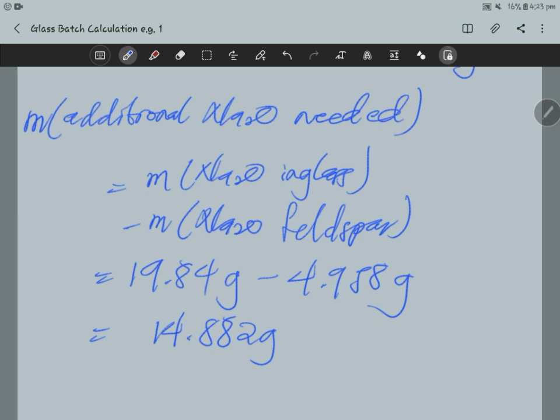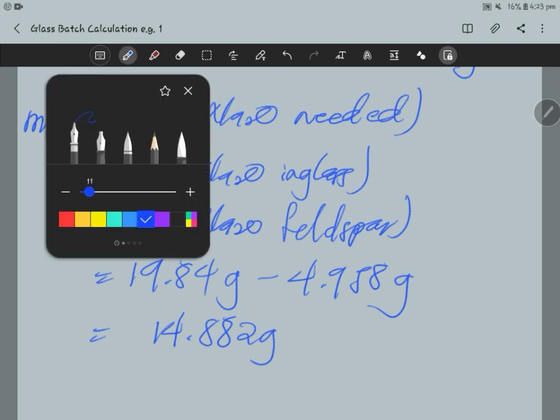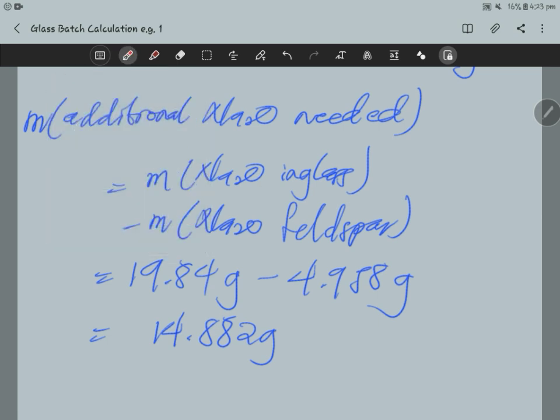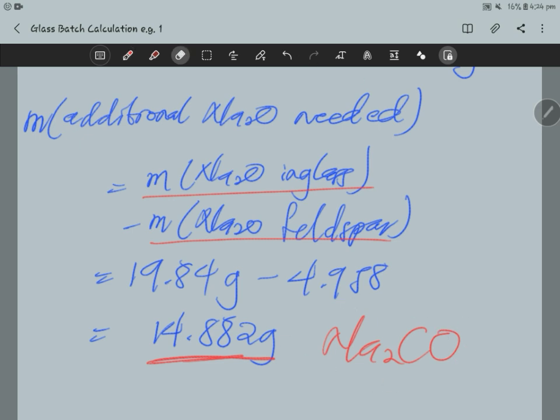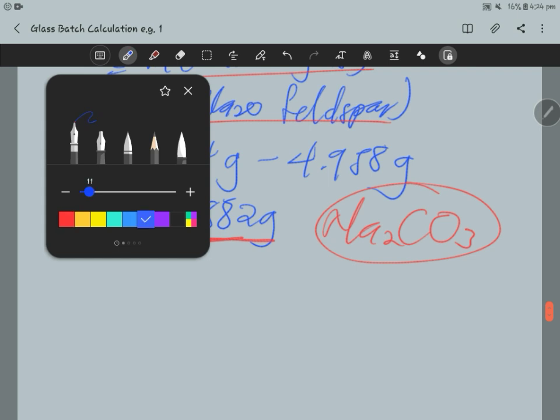And then why are we getting this additional? We know we need this amount in the glass, right? But the first part is giving us a portion. So this is what is left that we must add. To get this, we're actually going to get it from the Na2CO3, right? This is where we get our additional Na2O from. Our additional Na2O will come from this, which is a raw material. So let's see, the final calculation and we are done.